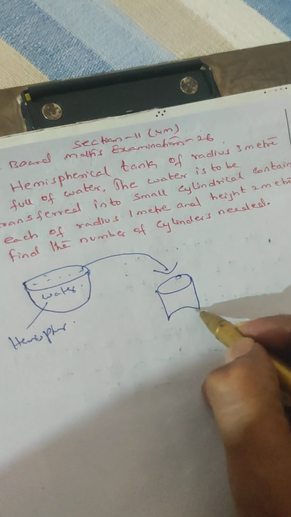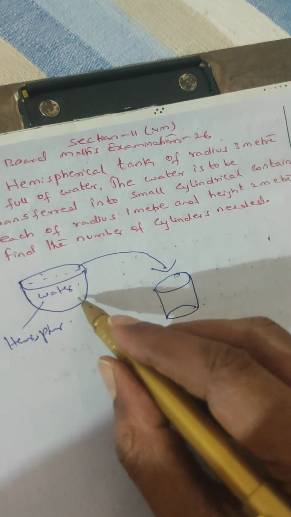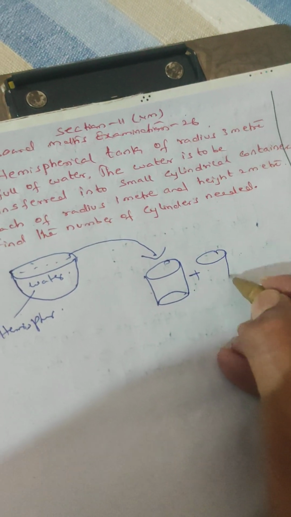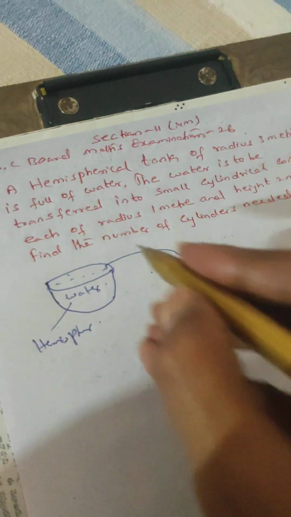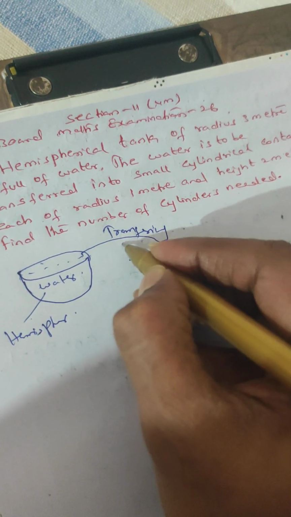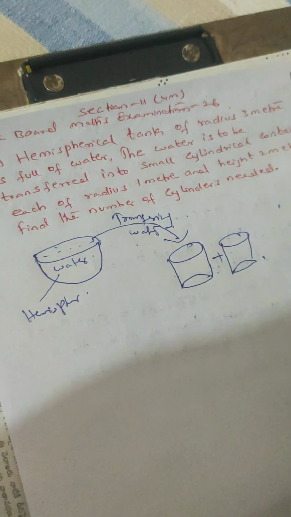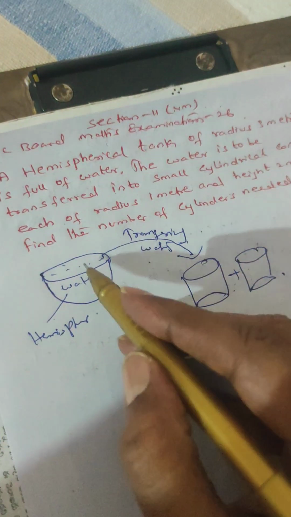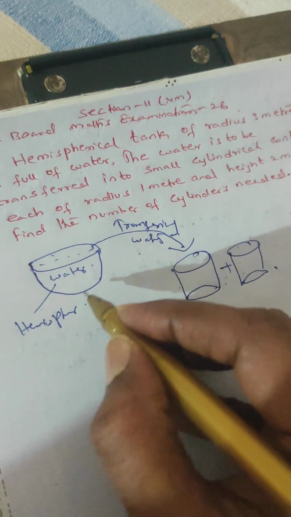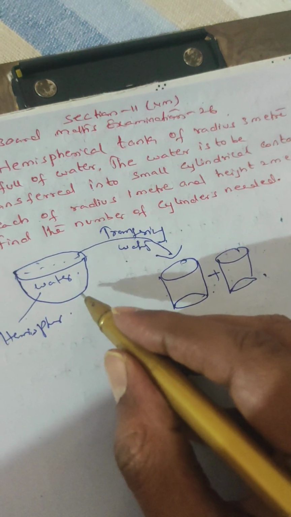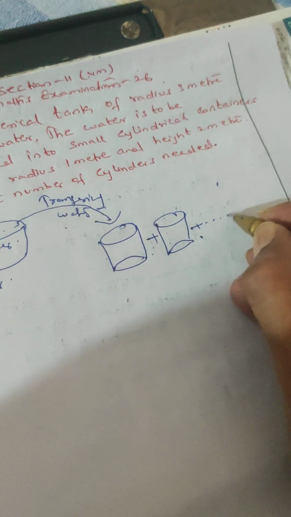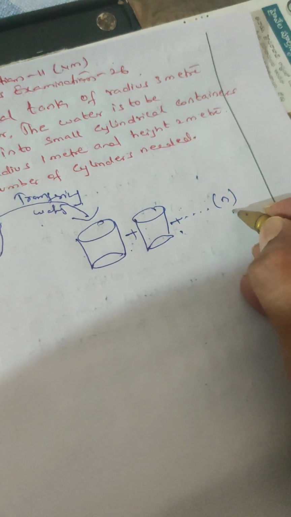Here he is using two 3D figures. One is a hemisphere, the second one is a cylinder. He is transferring the water into small cylinders. So the capacity of the hemisphere, that is the volume of the hemisphere, is being converted into the volume of cylinders. He used some cylinders. How many cylinders he has used, we have to find out.